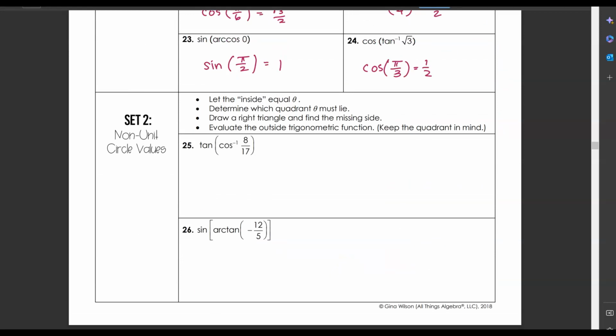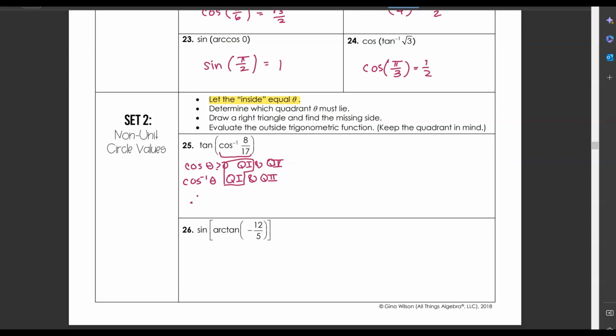So when you're looking at these, let's start by looking at the inside, and we're going to assume that that's equal to some theta. So looking at our particular number 25 here, we have cosine inverse of 8 over 17. Let's think of some things about cosine. So we know that cosine theta is positive, so it's greater than 0 in quadrant 1 and quadrant 4. And we know that cosine inverse of theta is defined within quadrant 1 and quadrant 2. So because of this, we are looking specifically at quadrant 1.